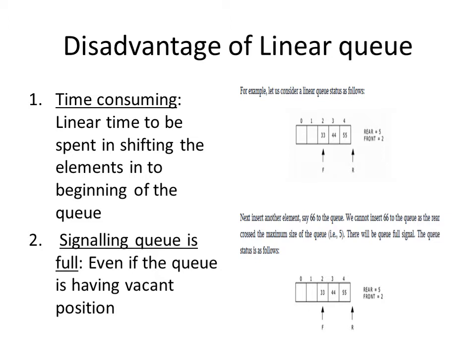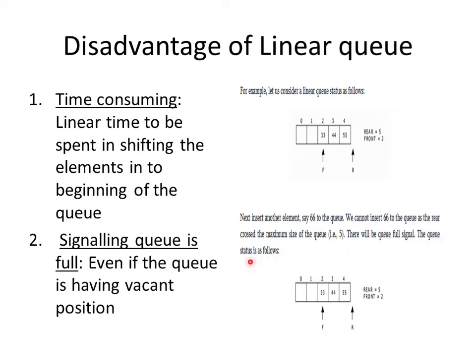Here in this diagram you can see positions 0 and 1. In these two spaces I have deleted the elements. Here I should be able to insert two elements, but it is not possible. See here, next I increment to insert another element, say 66. We cannot insert 66 into the queue as the rear has crossed the maximum size of the queue, that is 5. There will be a queue full signal.